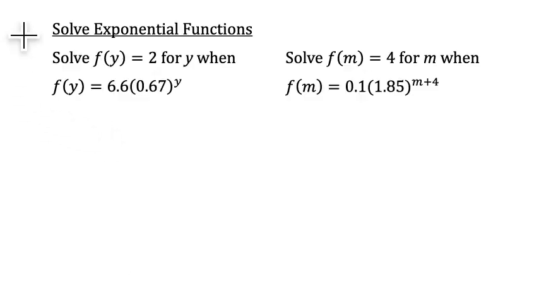All right, let's get to the main event now, where we're actually solving an exponential function. So here we need to solve f of y equal to 2 for y when f of y equals 6.6 times 0.67 raised to the y power. So the variable we're solving for is in the exponents, and we know the output. The output is 2. So after we do the math over here on the right side, we end up with an output of 2. So that replaces the f of y.